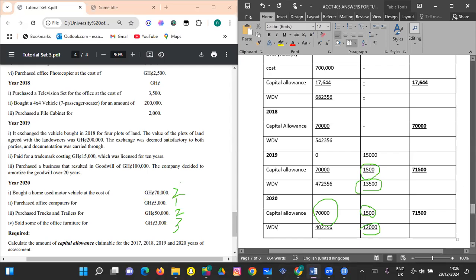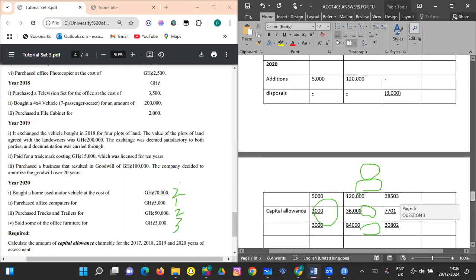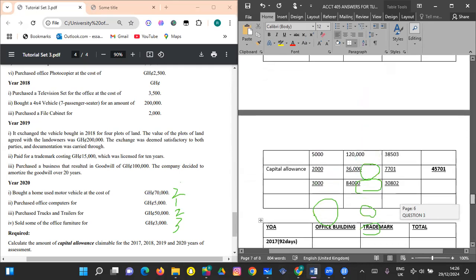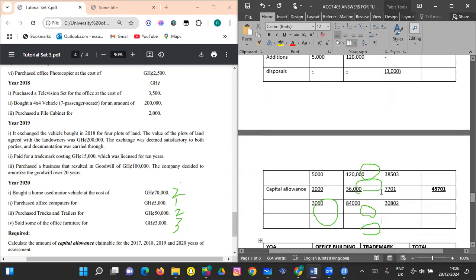Basically that is it for this one. So now, because some adjustment needs to be made, let's go back onto the pool one, pool two, pool three table. So on the pool one, pool two, and pool three table, this is what we are having here.